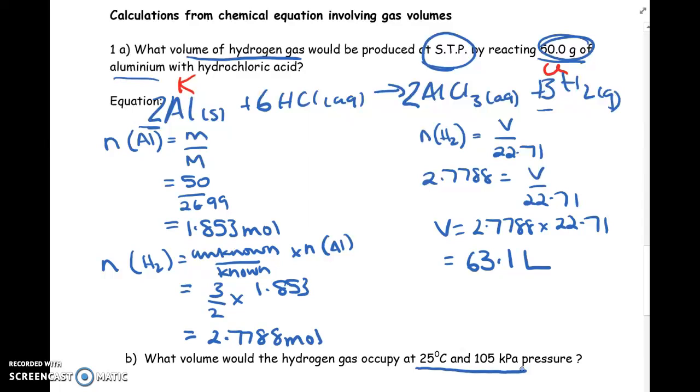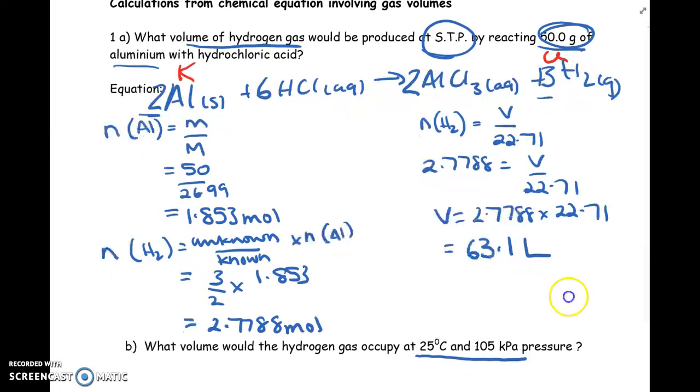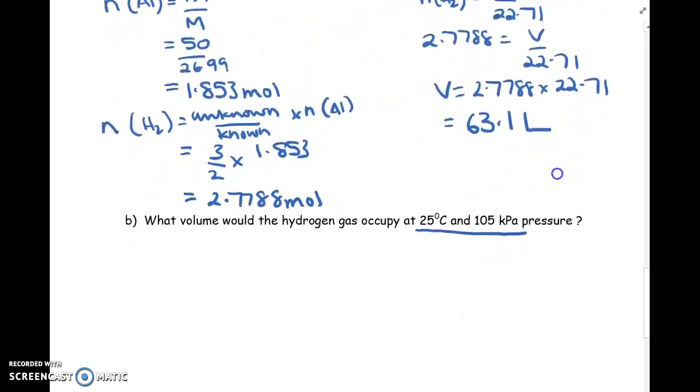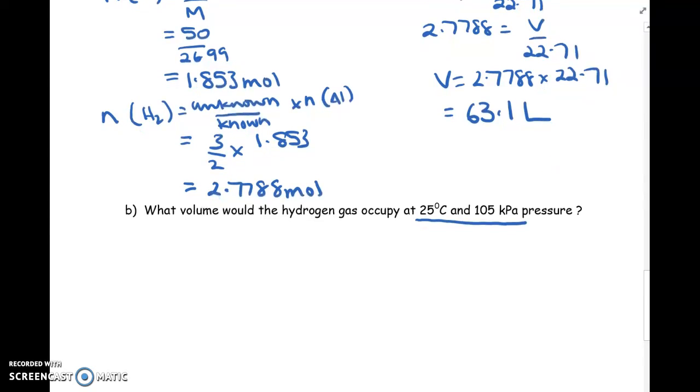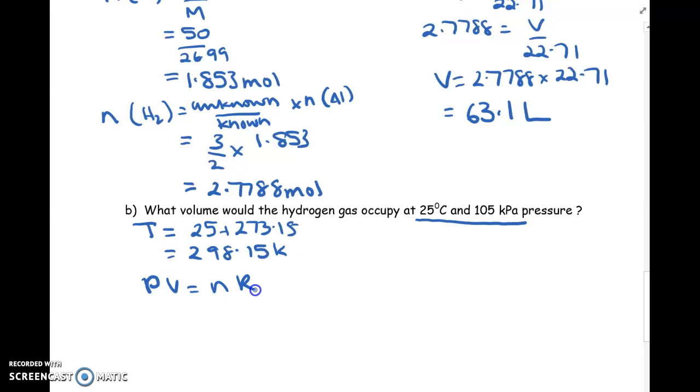Now we've already got the moles of hydrogen gas. That is not going to change. Just the volume, because we've changed the temperature and the pressure. So the first thing we're going to need to do is work out the temperature, which is 25 add 273.15, which is 298.15 Kelvin.